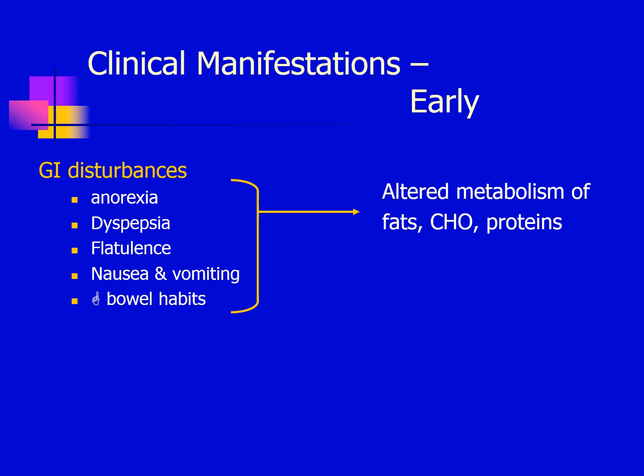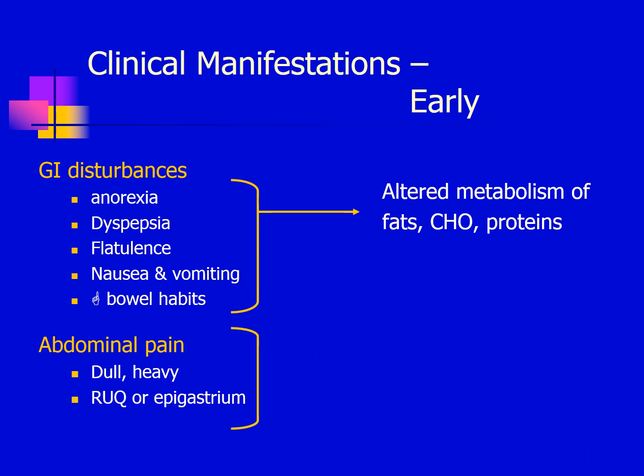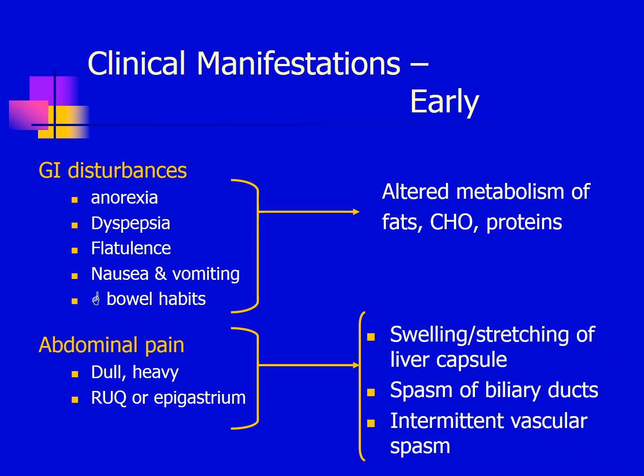Abdominal pain is another early clinical manifestation, and it's dull and heavy, usually in the right upper quadrant or epigastric. Remember where and how the liver lays. And why does that happen? Well, for many reasons. One is the swelling and stretching of the liver capsule. Another is spasm of the biliary ducts, or intermittent vascular spasm. So for every manifestation, there's a reason for it, right?